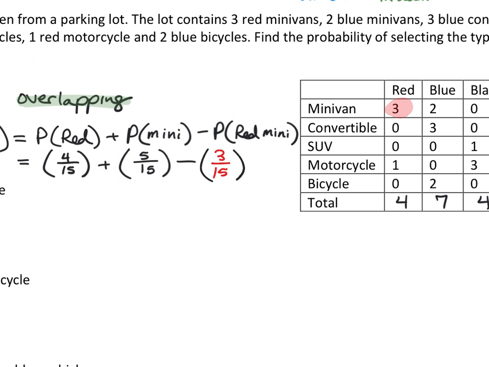Calculator time. 4 out of 15 plus 5 out of 15 minus 3 out of 15. Yeah, so when we get this, it actually turns out to a cute number. It's 0.4, which is 40%. So 40% of the vehicles are either red or a minivan.